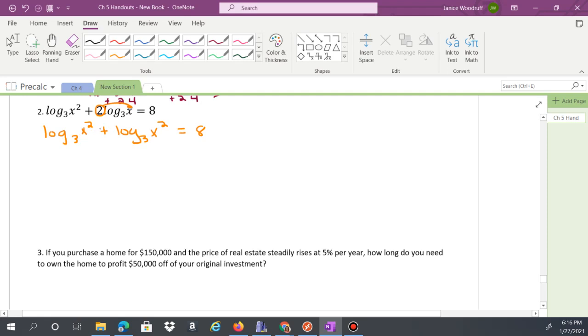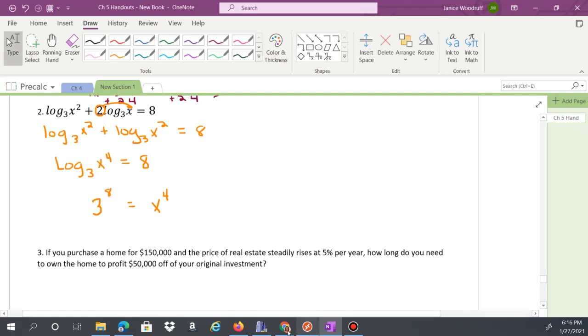Okay, now what I'm going to do is combine these using multiplication. So this is going to become log 3, and this is x squared times x squared, which is x to the 4th. So I'm just going to make that x to the 4th. Okay, then I'm going to convert it to exponential form. So my base is 3. My answer is x to the 4th. My exponent is 8. Okay, and then I would do 3 to the 8th.